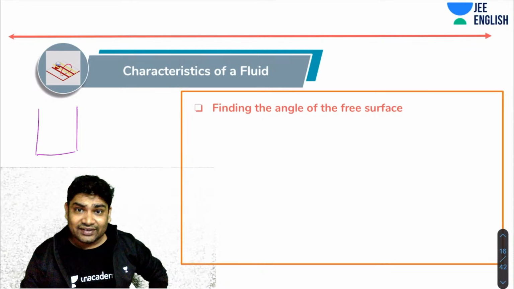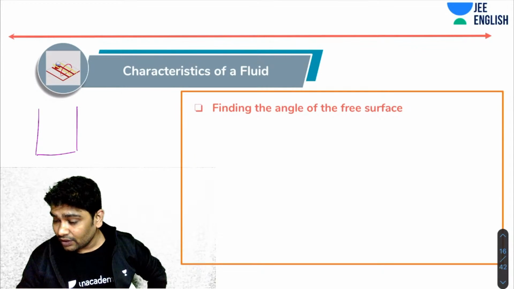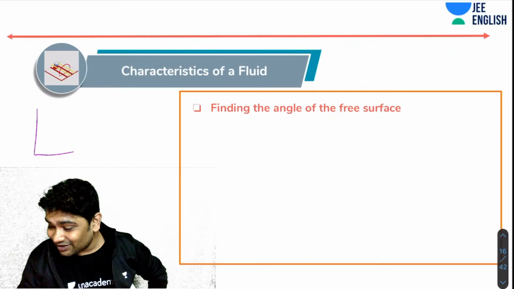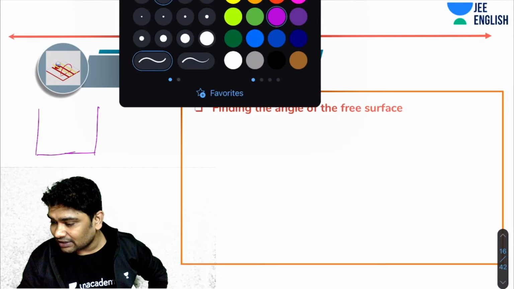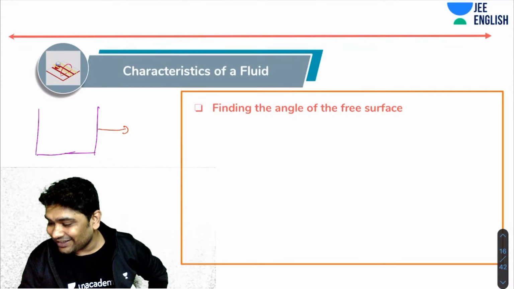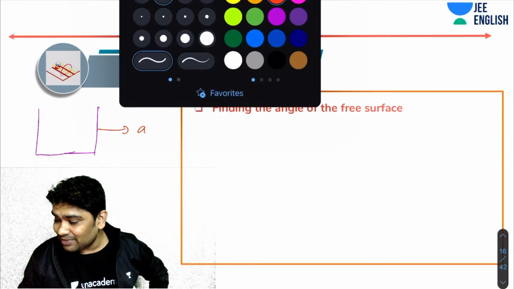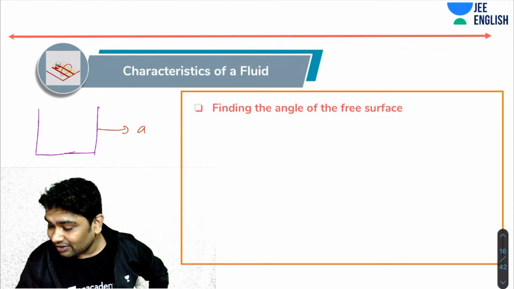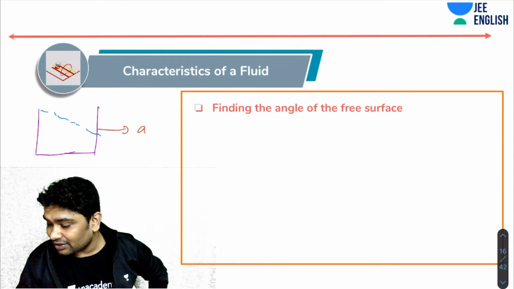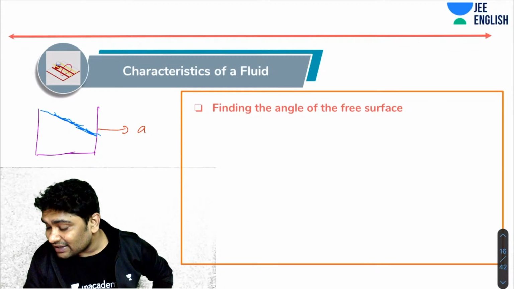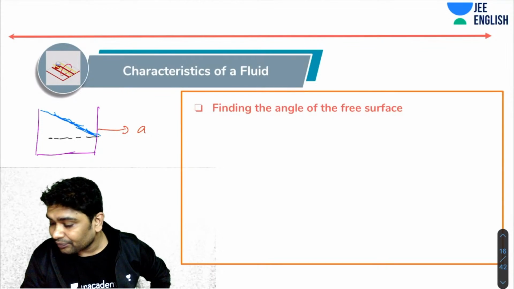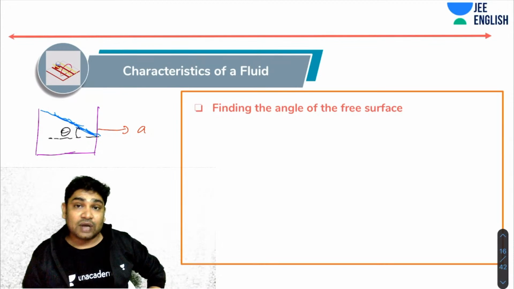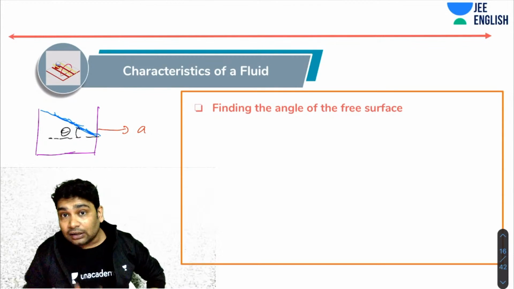Imagine now that you had a liquid in a vessel like this. We'll start with a very simple case. Let's say this is your container, and it had some liquid, and you accelerated the container with some acceleration a. Let's imagine that in equilibrium the free surface would have become like this. Let's say the angle that it makes in this position with the horizontal is theta. Now there are three ways to analyze this and find the value of this angle.